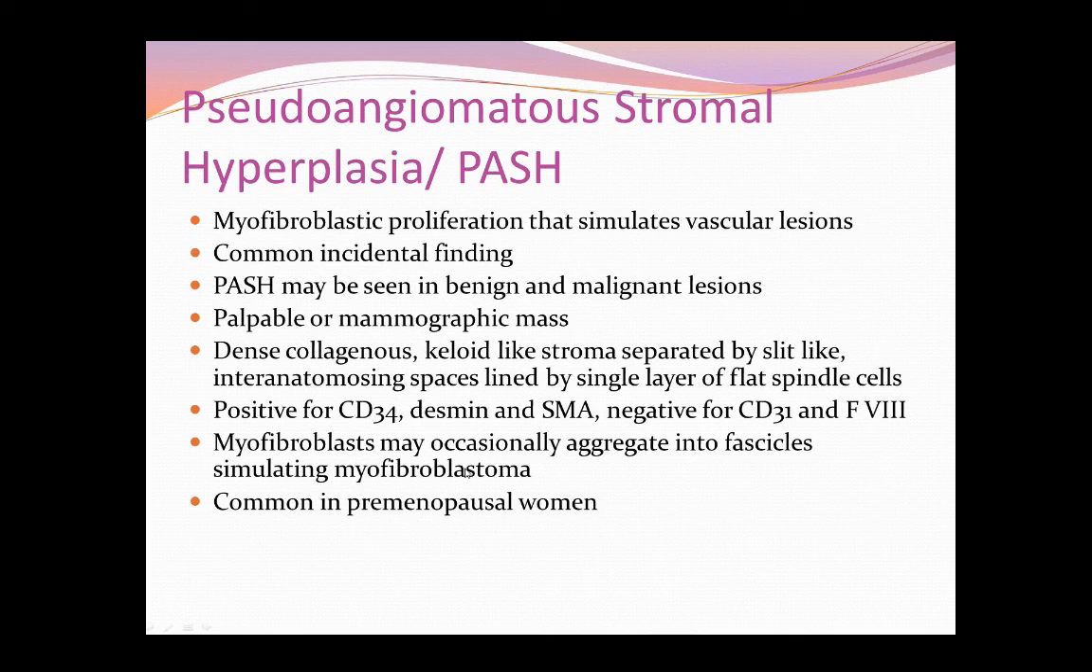The IHC pitfall here is CD34, which can be positive in angiosarcoma, but CD31 would be negative in PASH, factor 8 would be negative, and ERG would be negative in PASH. Sometimes the PASH myofibroblasts can aggregate into fascicles, and that simulates myofibroblastoma, which shows that some authors suggest that PASH and myofibroblastoma are the two ends of the spectrum of the myofibroblastic lesion. PASH is common in premenopausal women, while myofibroblastomas are usually common in postmenopausal women.